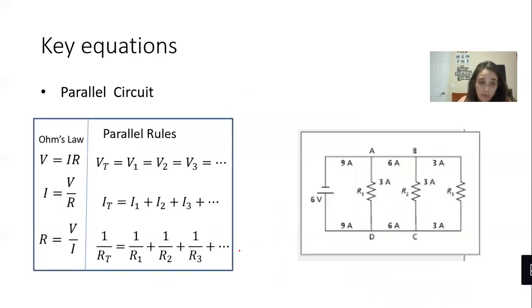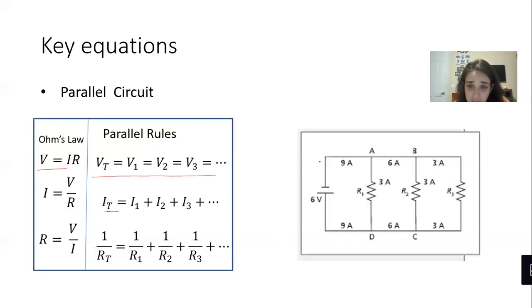Let's go over the key equations for parallel circuits. Ohm's law is here as a reminder that it's the relationship that connects all of these together. In your ADI, you should have noticed that in a parallel circuit, the voltage from the battery is equal to the voltage going across each one of the light bulbs. So the voltage is equal across each one of the circuit components. We also noticed that the current actually divides.